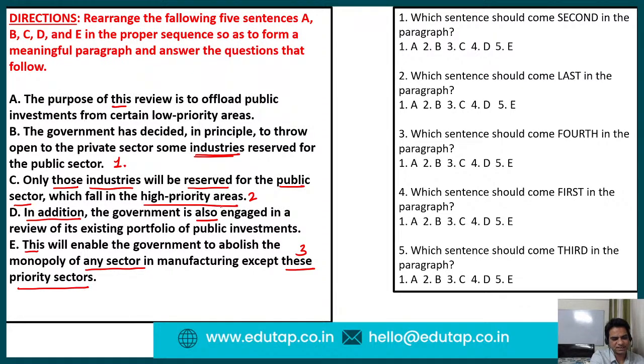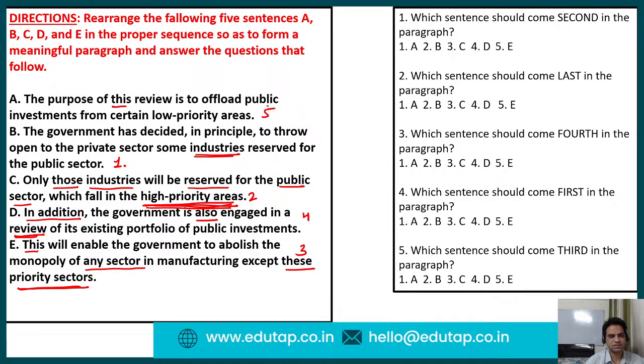Now, this was the chain, guys. See, priority sector, high priority areas, and these priority sectors. That was the chain. The third sentence is: this will enable the government to abolish the monopoly of any sector in manufacturing except these priority sectors. Then we come to option D. The fourth should be D, that in addition, the government is also engaged in a review of its existing portfolio of public investments. Then it would come to A.